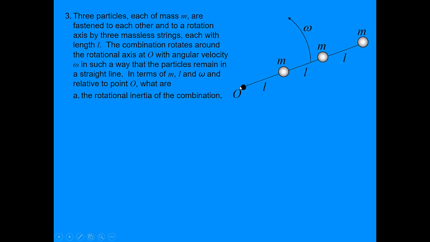The combination rotates around that axis with an angular velocity omega in some amazing way where this orientation stays this way as it rotates. So it's going along counterclockwise, as you see in the picture, but it stays in a nice straight line. That would be a tricky thing to actually set up in real life, but hey. I want all of my answers to be in terms of m, little l, omega, and relative to the point O. You're going to notice that in these angular momentum problems, it's always important to understand where your axis of rotation is. It's all relative to a particular axis, just like it is with torques.